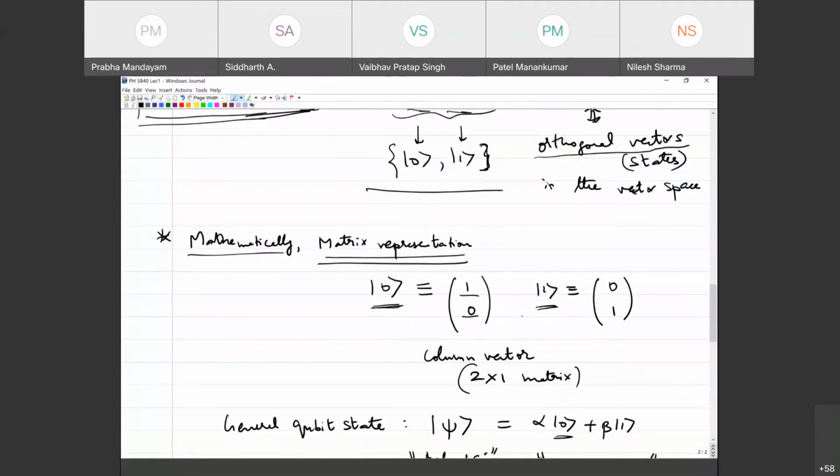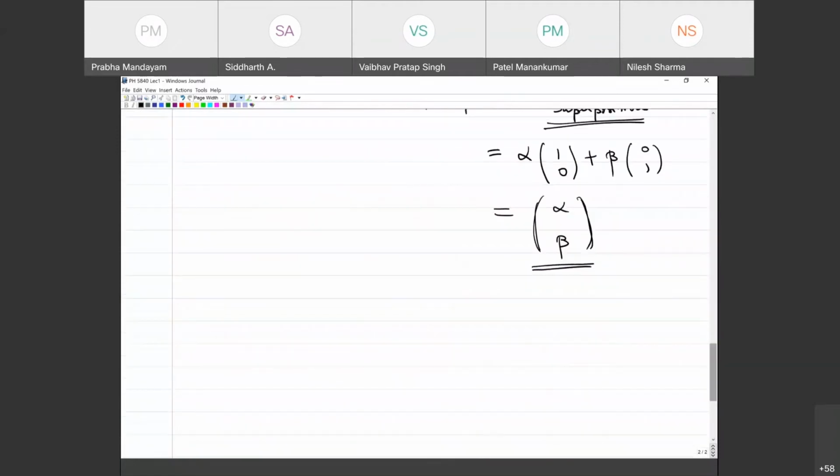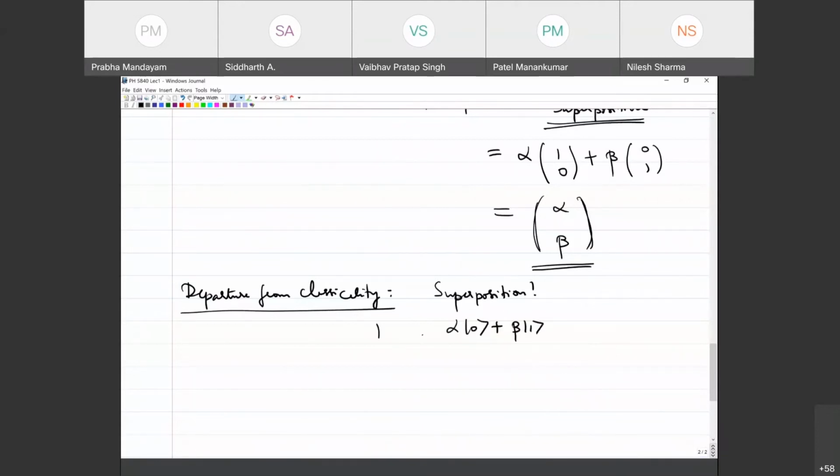Okay, so the first departure from classicality, based on whatever description I've given you so far, is the idea of superposition, right? So the fact that your qubit can now exist in states like this, which I simply call psi, means that the qubit has a lot more space to explore than a classical bit.